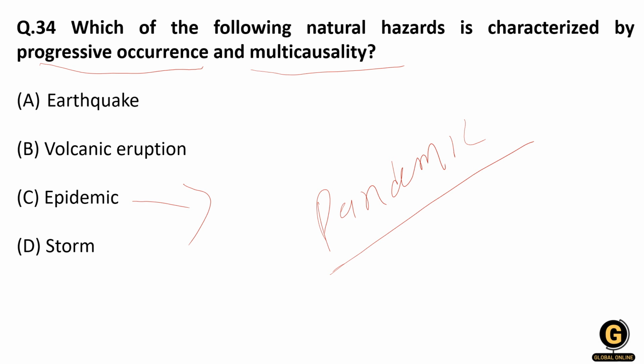So this happens with a virus or any pathogens, and then so many people get affected in a particular area, and then there will be so much casualty. It is called an epidemic. So the correct answer is epidemic, and if it happens in several other continents or countries, we call it a pandemic.